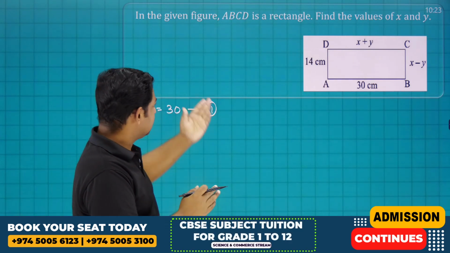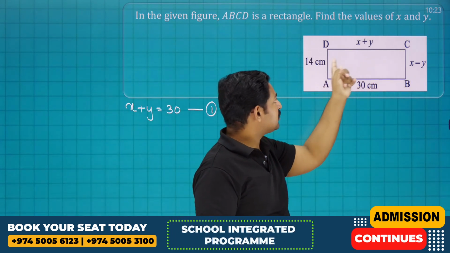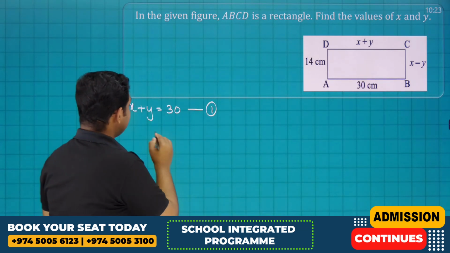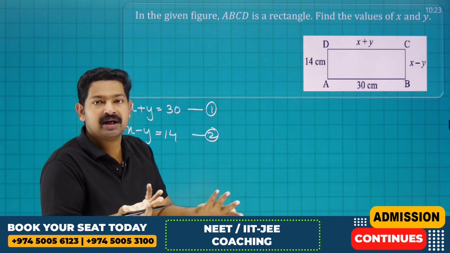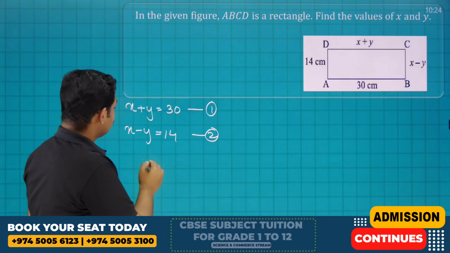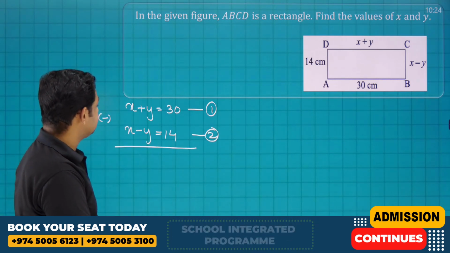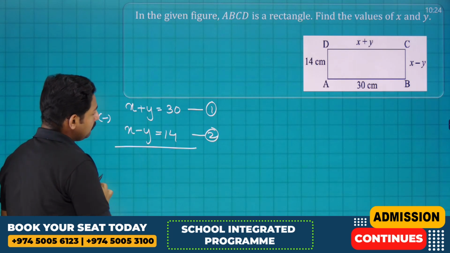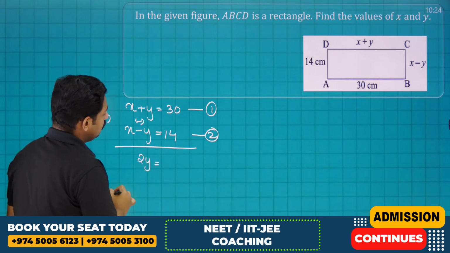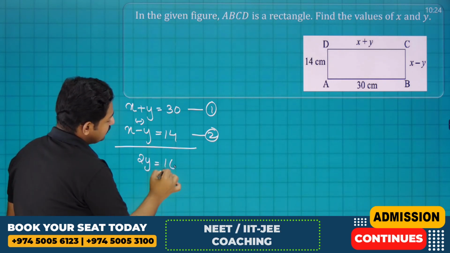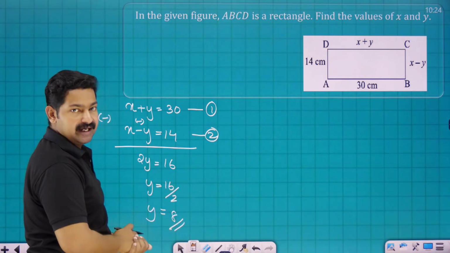The reason is opposite sides of a rectangle are equal. And also here you can see BC must be equal to AD, opposite side. So x minus y is equal to 14, equation number 2. Now you can easily solve it. I am using the method of elimination, just subtracting these two equations. When I subtract, x minus x is 0, then y plus y, 2y is equal to 30 minus 14, which is 16. Then y is equal to 16 by 2, which is 8. So y equal to 8.